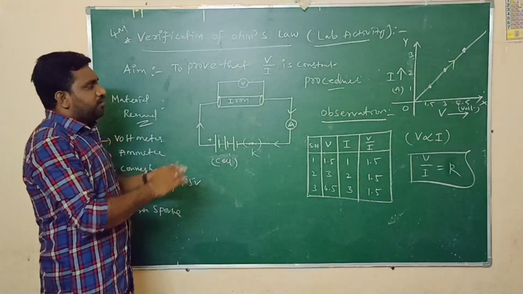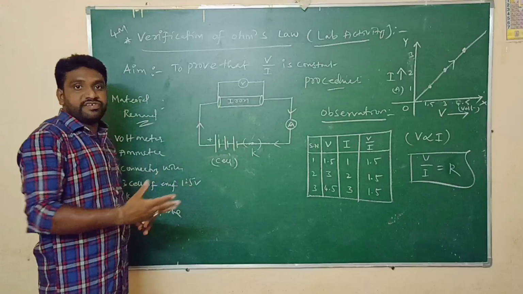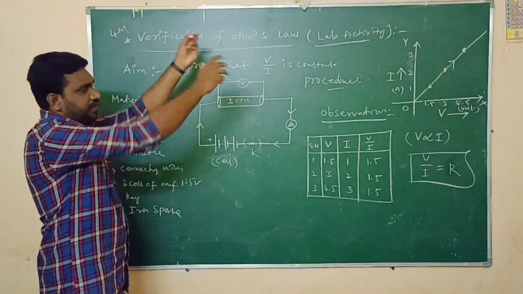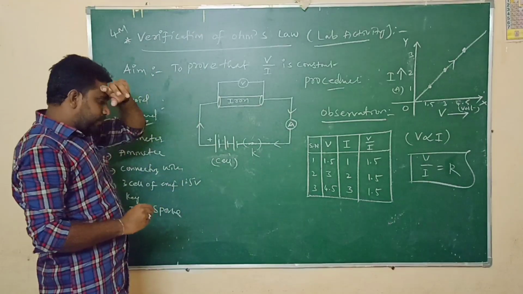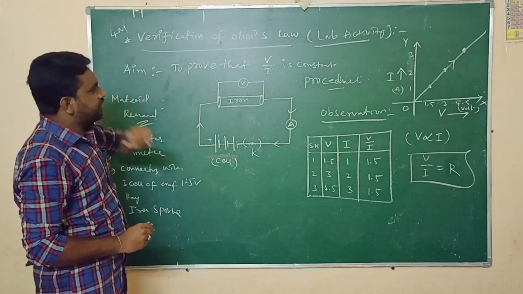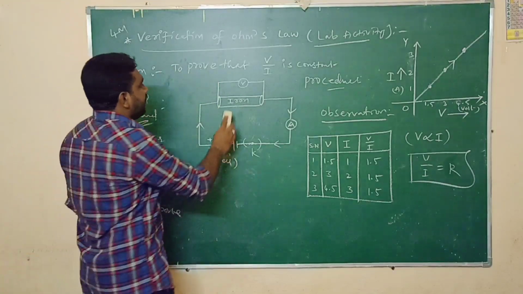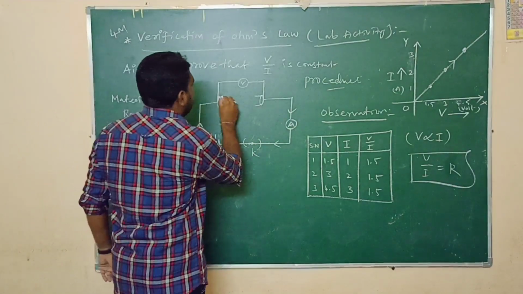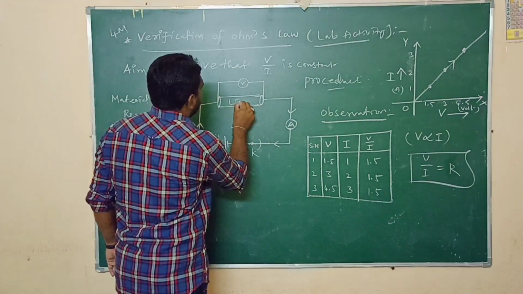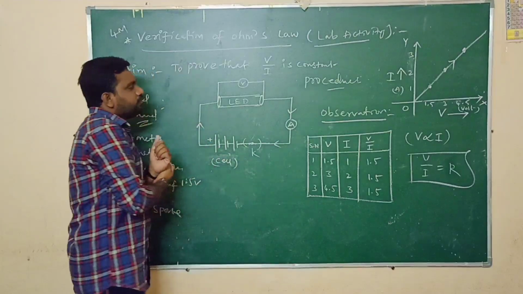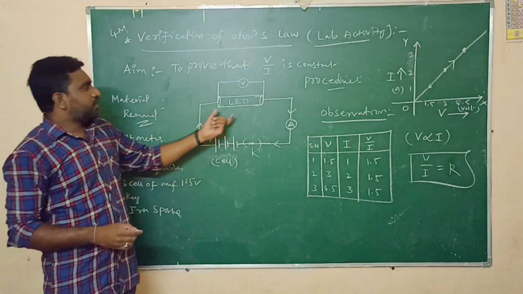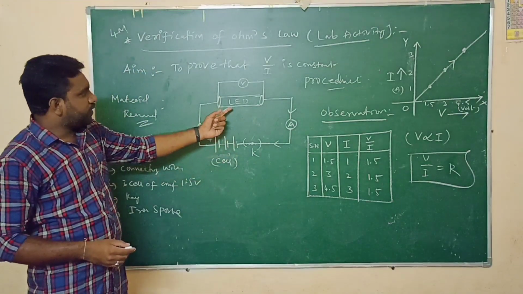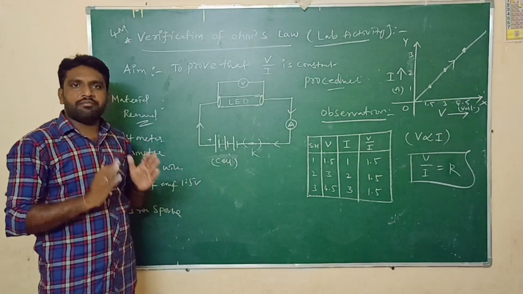And it is not completed here. The question is like this. One more question they can ask. While we are going to verify Ohm's law, if we connect the LED, we are removing the iron spoke, and in place of the iron spoke, we are placing an LED. LED means light emitting diode.